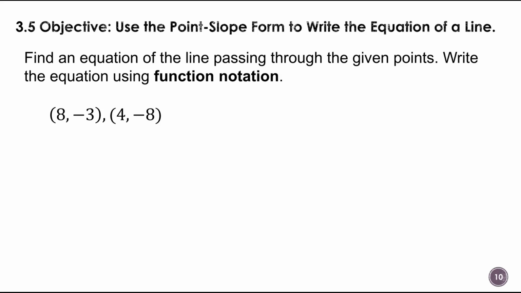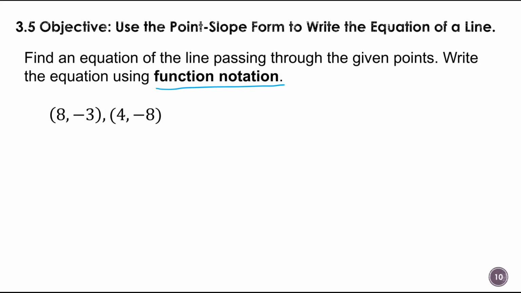All right, so we're going to write some more equations of lines on this second video. This one says find an equation of the line, and then write our equation in function notation. We've already had a little bit of experience with function notation, so hopefully you recall that. Now, notice that this says use the point slope form to write the equation of the line, but we're given 2 points.